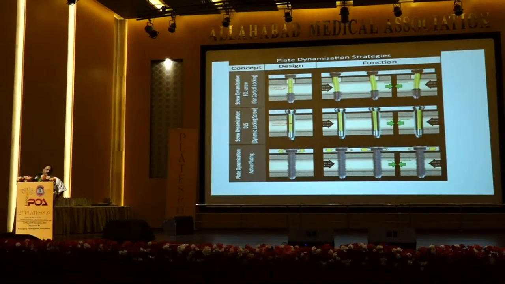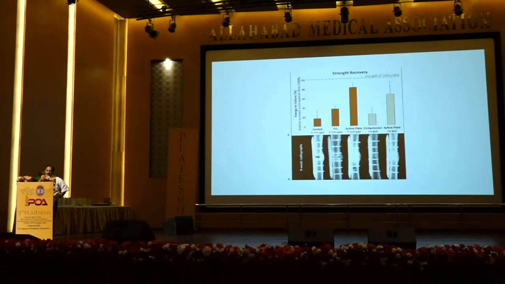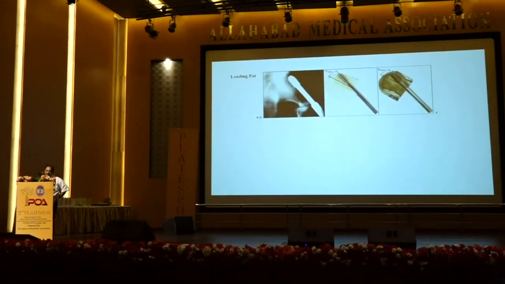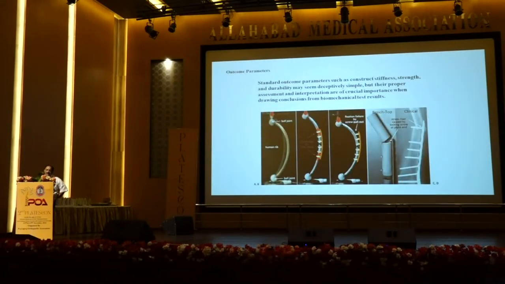This is an example of it, that the plate is in a construct in which a far cortical locking, dynamic locking screws and active plating. Here the plate has been dynamized, and in the upper two frames, only the screw has been dynamized. Standard outcome parameters such as the construct stiffness, strength, durability may seem deceptively simple, but their proper assessment and interpretation are of crucial importance when drawing conclusions from biomechanical test results.